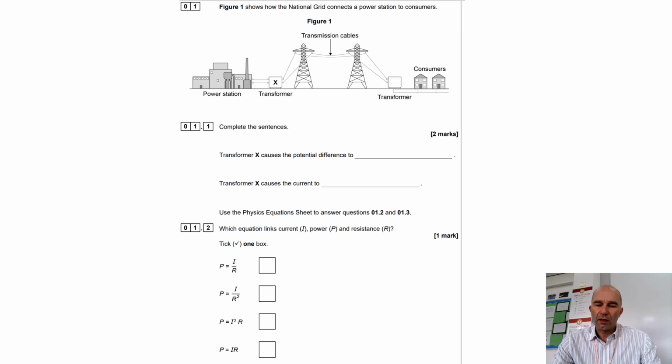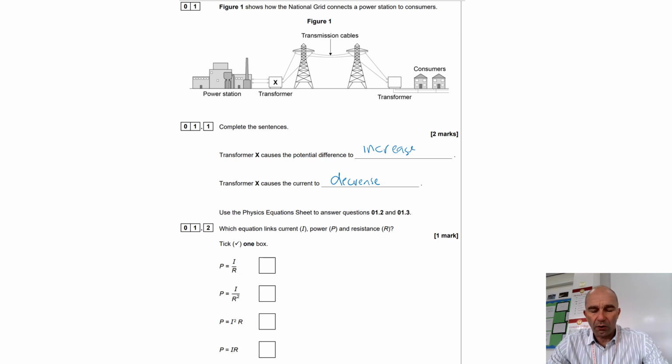Now, question 1 starts off looking at the national grid and it's looking at the role of a transformer. You need to complete the sentences. So transformer X causes the potential difference to do what? Now, transformer X is what we call a step-up transformer, so that means it's stepping up the potential difference. So that means we get an increase in the potential difference, and at the same time that causes the current to decrease. Those words have to be in the right order. Two nice straightforward marks to start us off with.